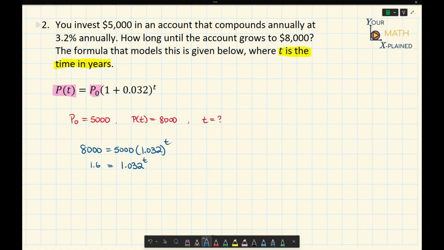Taking the natural log of both sides will give us ln of 1.6 is equal to, and then we can pull the t to the front using the power law. So that would be t times ln of 1.032. And then finally, we're going to divide both sides by ln of 1.032. So then we end up with t is equal to ln of 1.6 divided by ln of 1.032. And then to get the value of that, you're going to need a calculator. And that should work out to roughly 14.9 years.